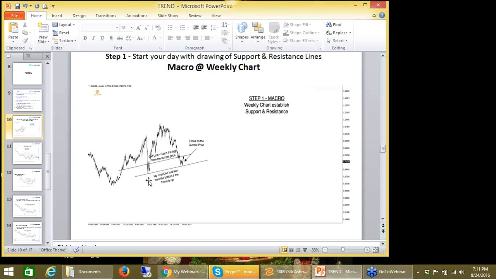This looks like an uptrend. The macro wave says this is an uptrend. These 2 points can also be used as support, and the upper 2 points as resistance. Once you find the trend from the macro wave, we are going to shift the chart to the daily chart.